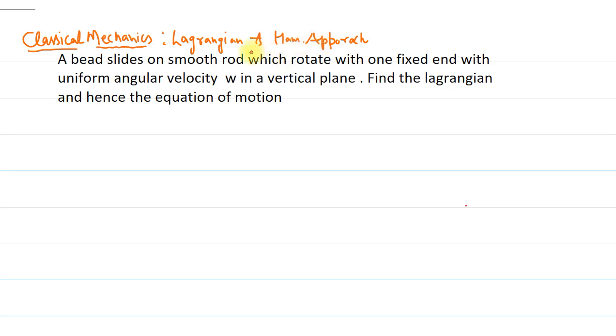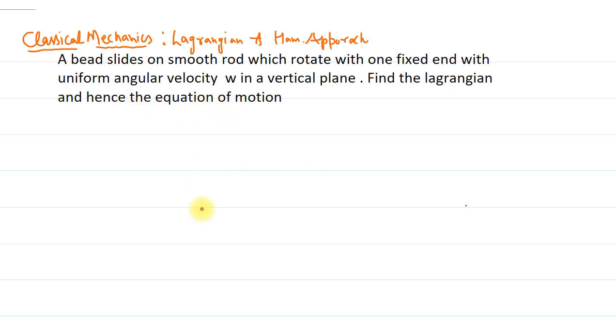So here I'm going to discuss a problem from the Lagrangian and Hamiltonian approach, classical mechanics. So here we have a bead on a smooth rod, which is rotating with one fixed end with uniform angular velocity omega in a vertical plane. Find the Lagrangian and hence the equation of motion.